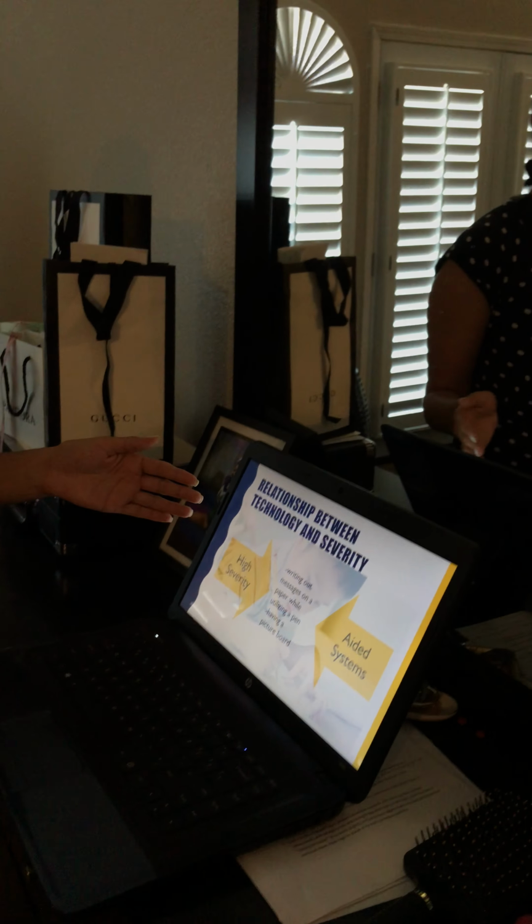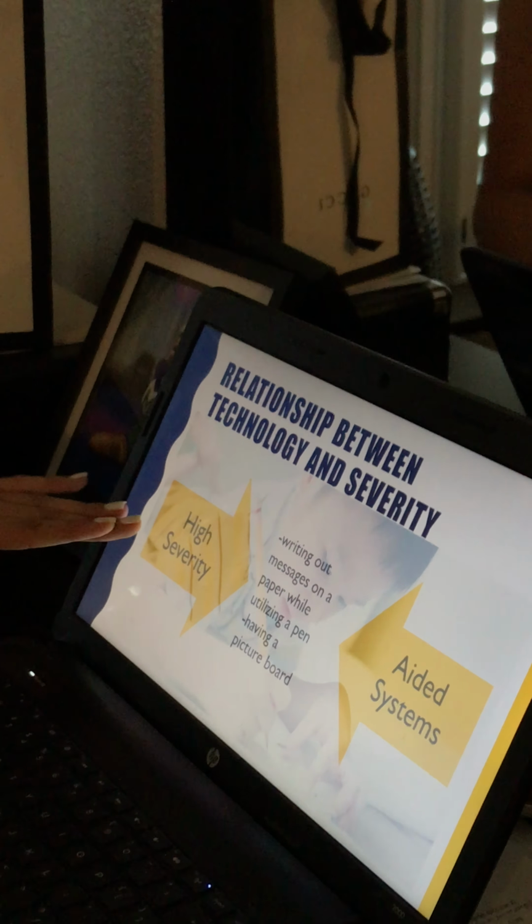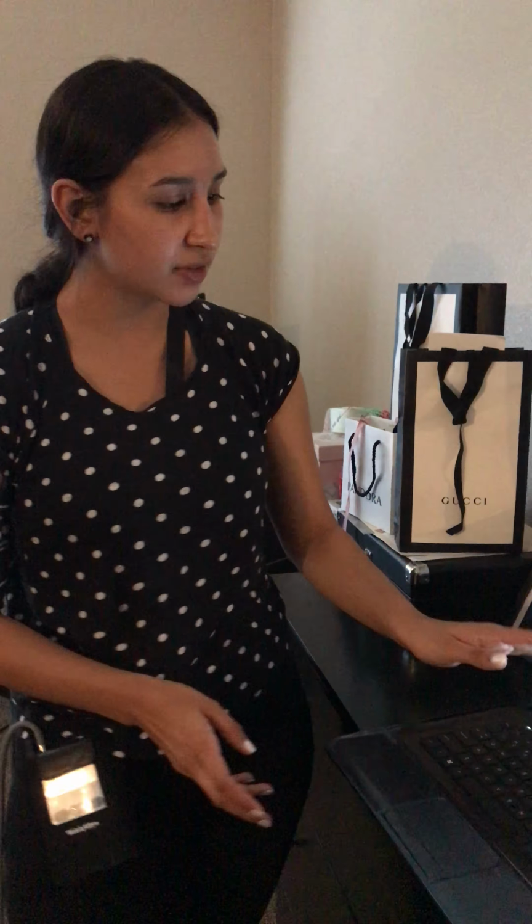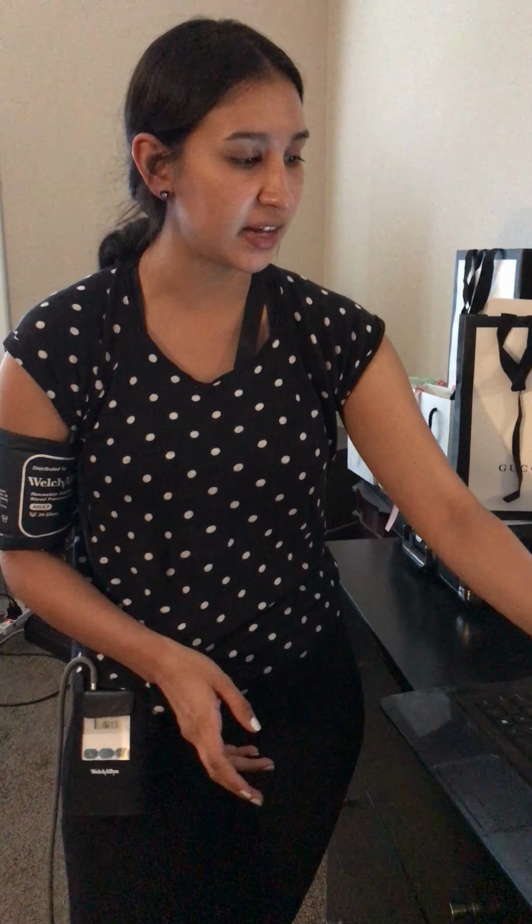The next one, we're still talking about the relationship between technology and severity, but this time we're talking about high severity. So a high severity patient can be anyone from someone going into a car accident, they injured themselves and can't speak properly anymore, someone that goes through a stroke and is suffering with their communication, or someone that's born with a cleft palate or a cleft lip and they're struggling with communication. Because of their high severity, they are going to receive aided systems.